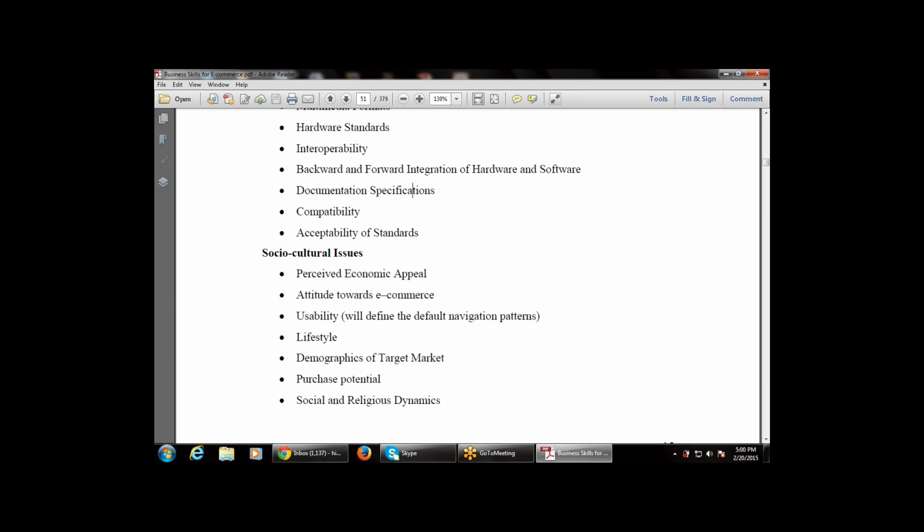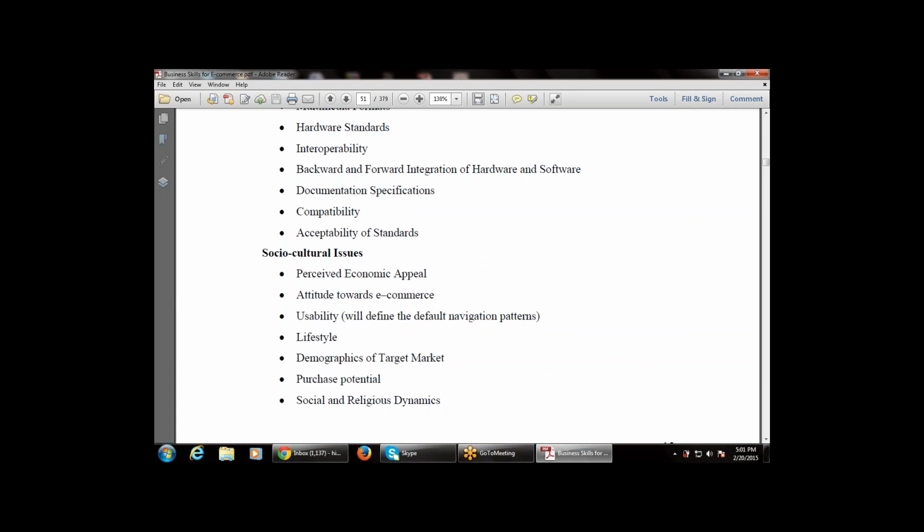So first is perceived economic appeal, then attitude towards e-commerce, usability that will define the default navigation pattern, lifestyle, demographics of target market, purchase potential, and social and religious dynamics. These are the various socio-cultural issues that must be considered while doing transactions over the internet.